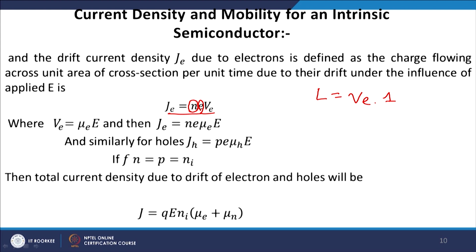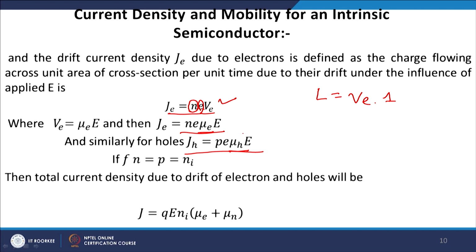density Je, where v was mu e times E, and if we substitute this value of v in this expression, I will get the drift current density Je is equal to n e, instead of v I put mu e into E. So, it will be n e mu e E. Similarly, for holes we can write the drift current due to the hole is p e mu h E. Look, both of the equations are the same, both current densities are proportional to the electric field, because the drift velocity is due to the application of the electric field, and due to the electric field there is a mobility of the electron. In the case of electron it is the electron mobility, in the case of hole it is the hole mobility.